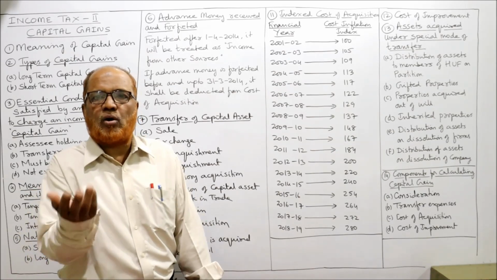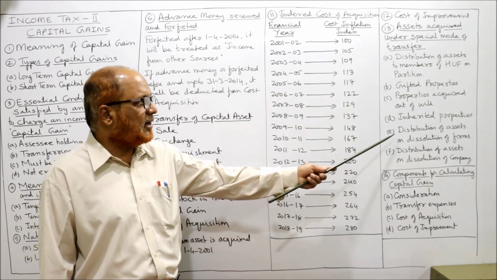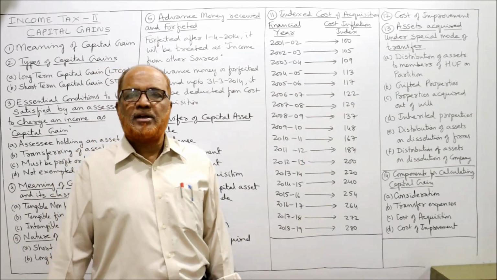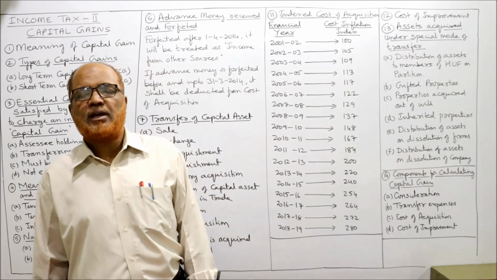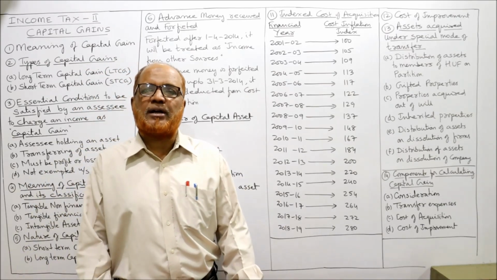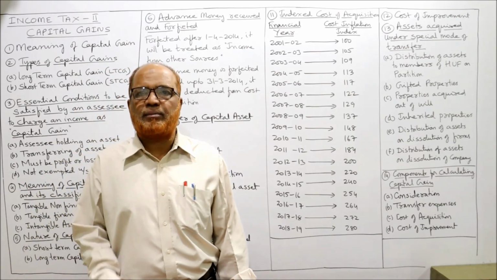Without paying anything, the son got the property through inheritance. Similarly, distribution of assets on dissolution of a firm. Suppose a partnership firm is dissolved. The assets of the firm are distributed among the partners. The partners are getting them freely from the firm.